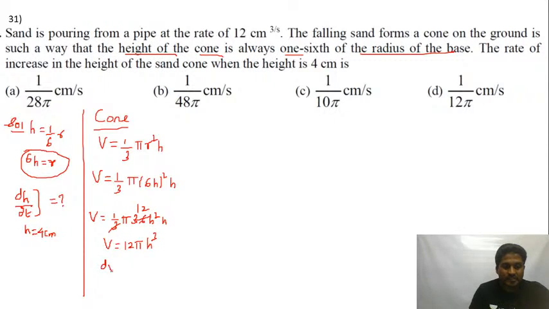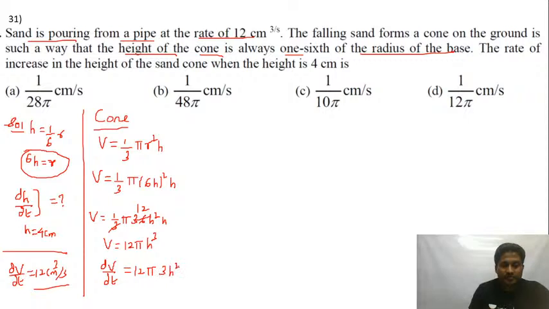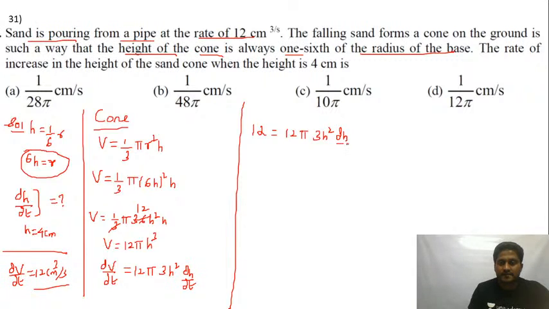Now, if I differentiate, dV by dt is equal to, given in the question, sand is pouring from a pipe at the rate of 12 centimeter cube per second. So that dV by dt is equal to 12 centimeter cube per second. That's given in the question. So this is equal to 12 pi. Differentiation of h cube is 3h square into dh by dt. Now let me substitute. dV by dt is equal to 12 pi into 3h square into dh by dt. I'm going to cancel this 12 and 12. Now dh by dt is equal to 1 divided by 3 pi h square.